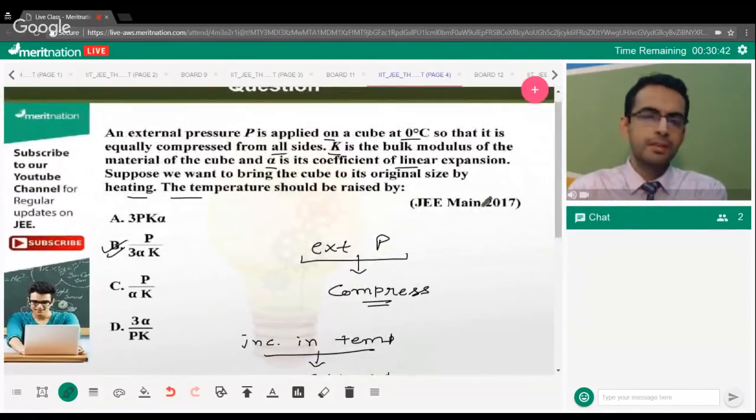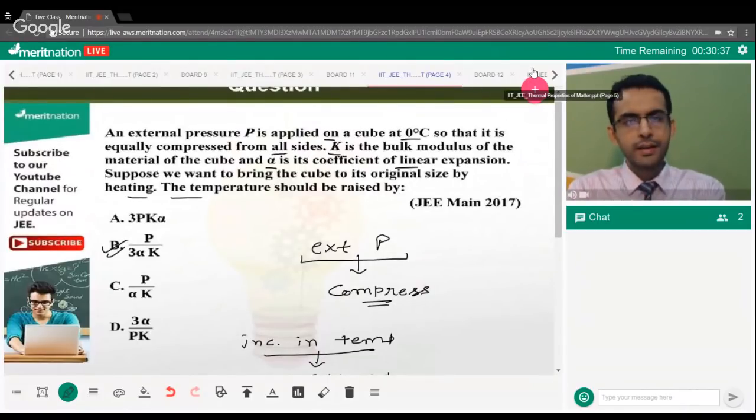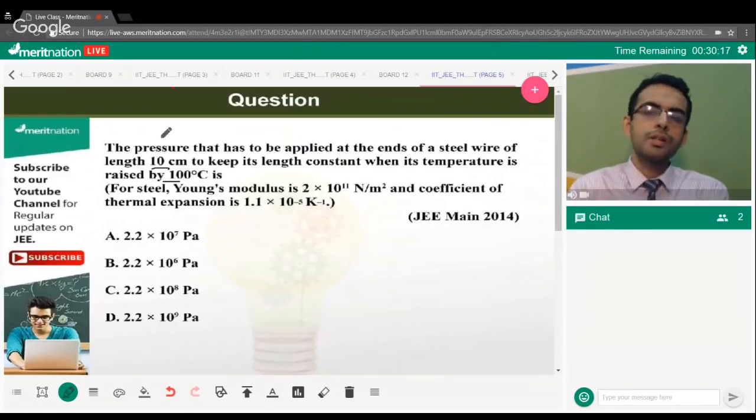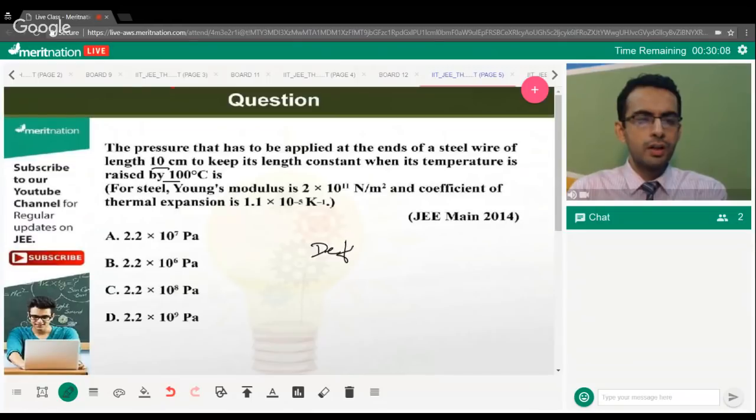Such type of questions are very frequent in JEE. Let's see one more question of this category. The pressure that has to be applied at the ends of a steel wire of length 10 centimeter to keep its length constant when its temperature is raised by 100 degrees Celsius. So same thing is given in the question also. Here also there are 2 factors. One is deforming force.